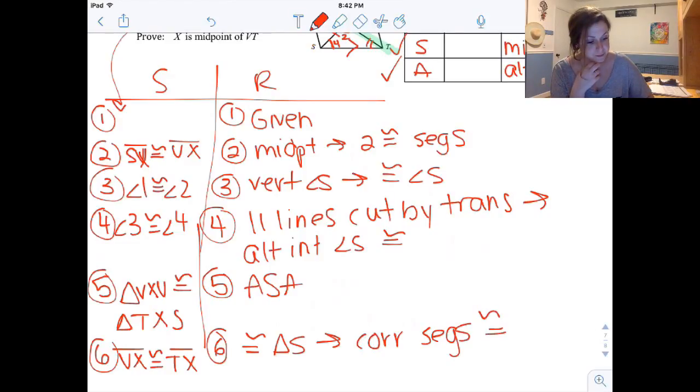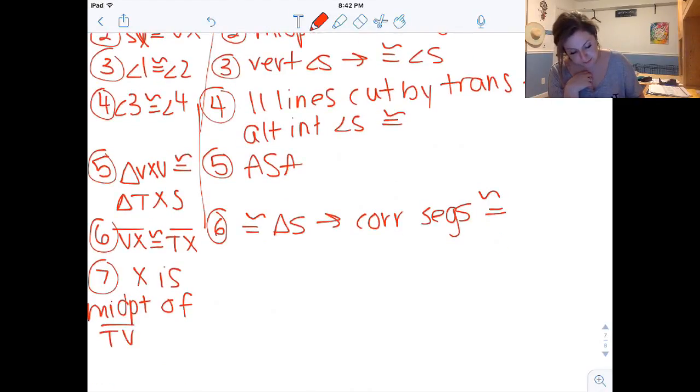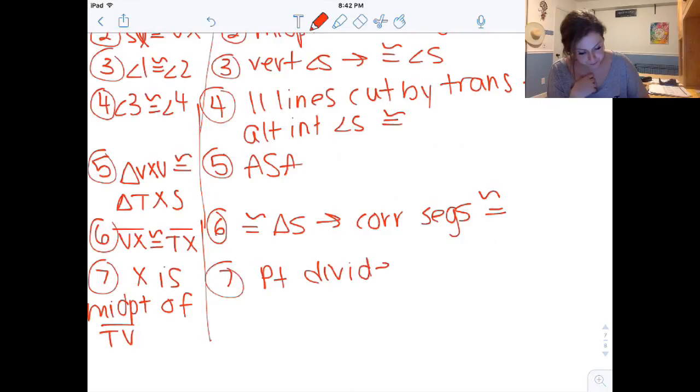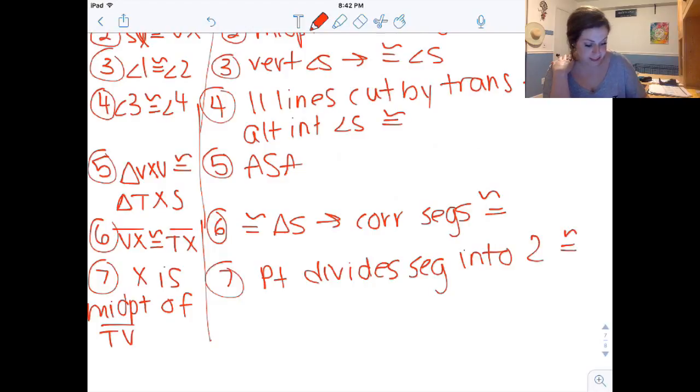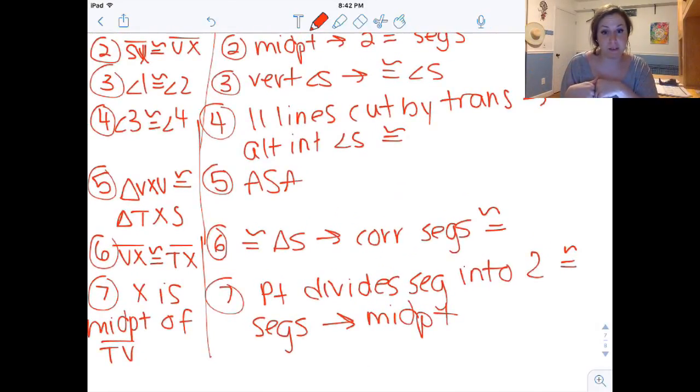And then, because that's true, I can say X is the midpoint of TV or VT. And my reason for that would be because the point divides the segment into two congruent segs. And so that means it's a midpoint. Now, could you say that in your own words? It's dividing it into two congruent segments? Sure. But you want to know that you have two congruent segments, and that implies midpoint.